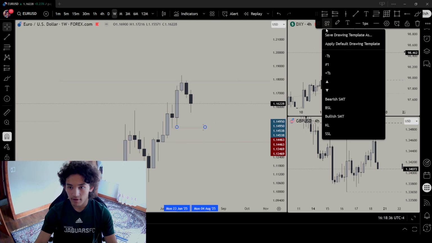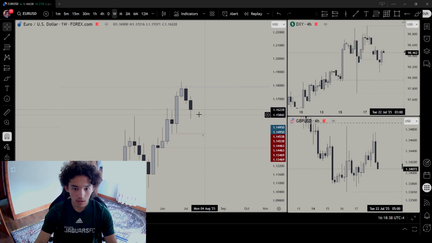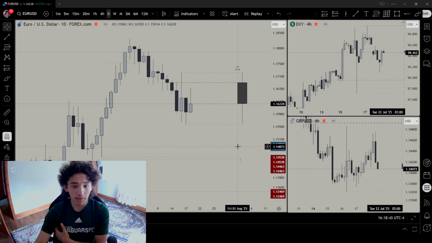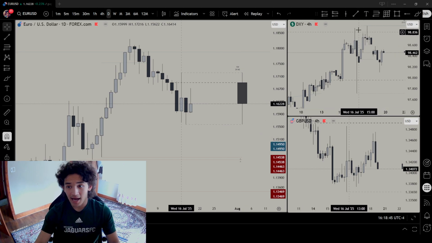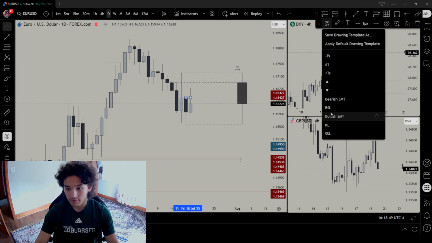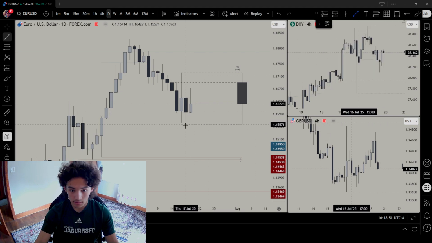We as well have... so I'm looking for the lower time frame, the daily time frame. I'm looking for a rejection of the high and break below the low. So in the daily time frame, rejection above this high, and now I'm looking for a break below the lows.